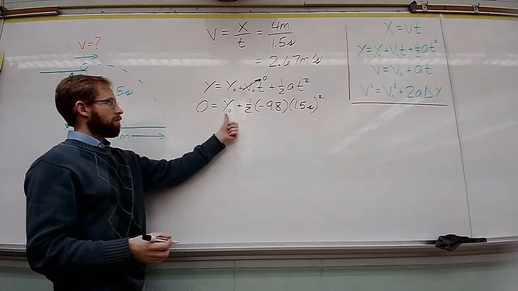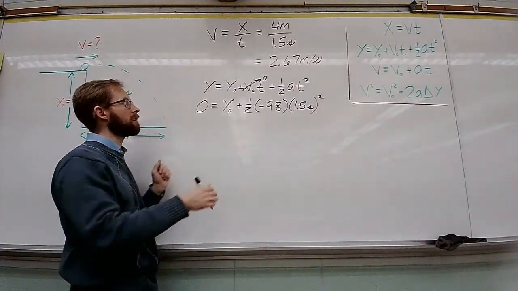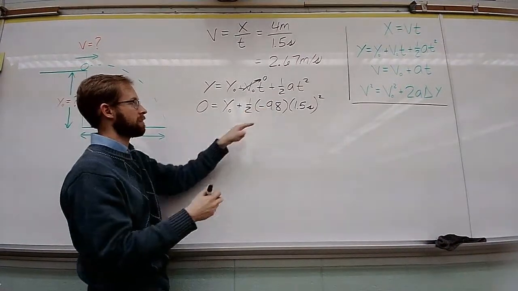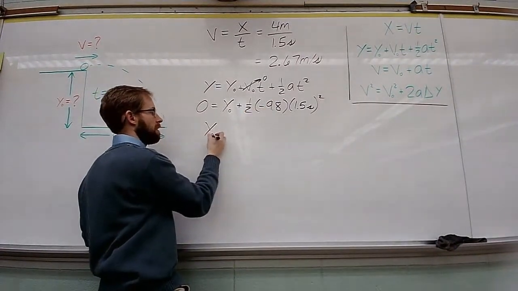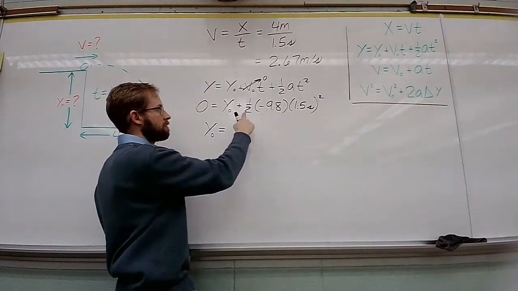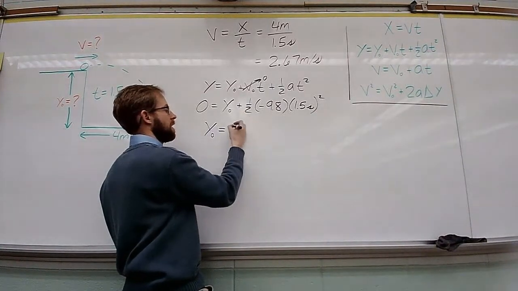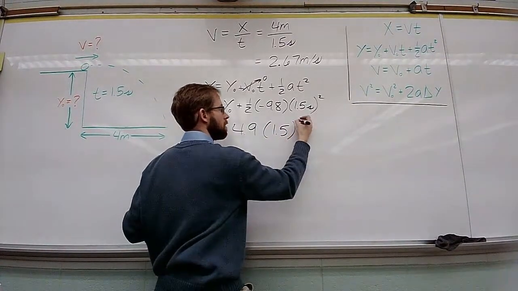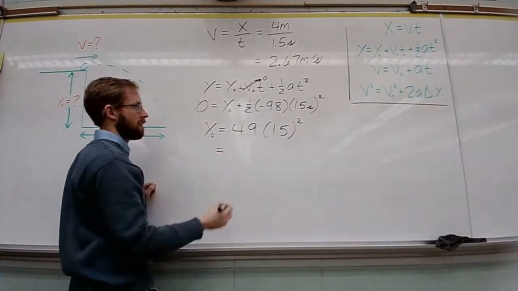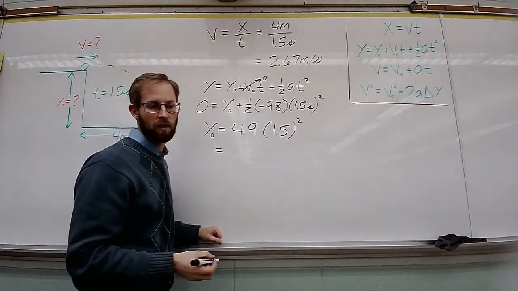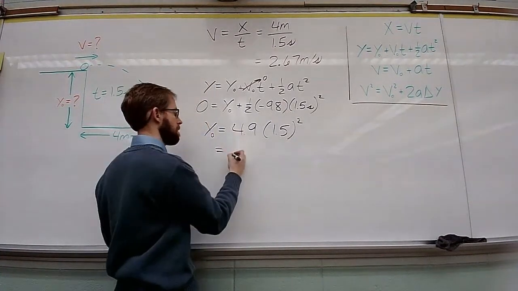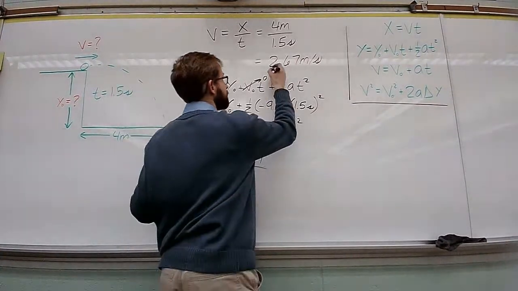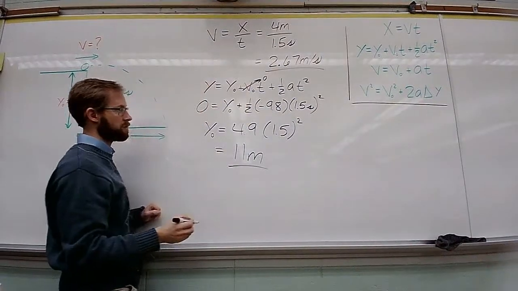So, if we get this original height by itself, it would move over here, making it negative. That negative would cancel out with this negative. Therefore, our original height is 1/2 times negative times 9.8, which is 4.9. And you'll get that height equaling about 11, I believe. So we've got our 2 answers then.